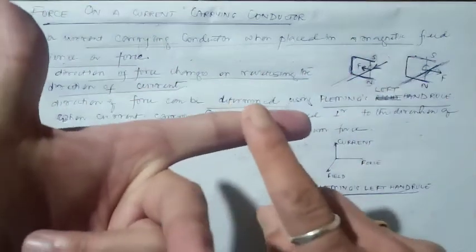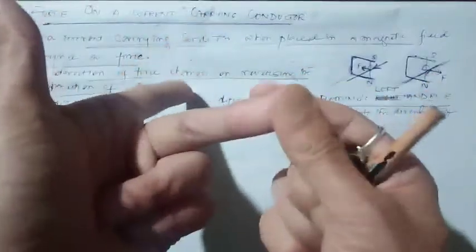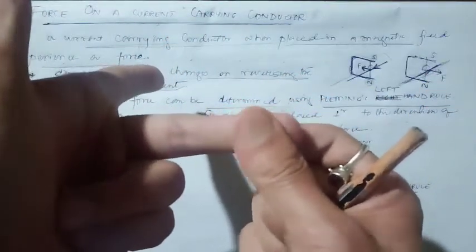Now this is the forefinger, F for forefinger and F for field. So this will be pointing towards the field. And this is the central finger, you can see. This is the center finger. So this central finger will be pointing towards the current. C for center and C for current. That's how you can remember this.